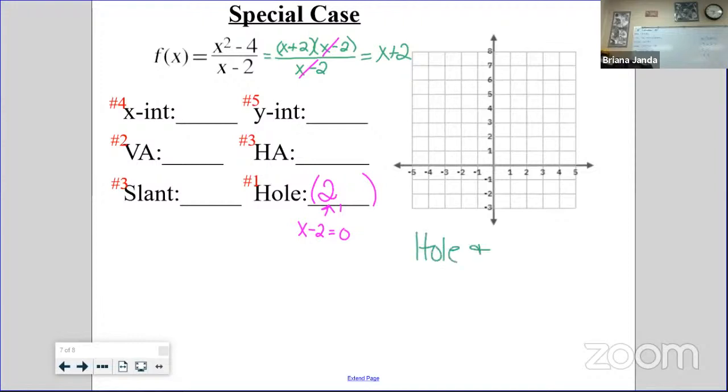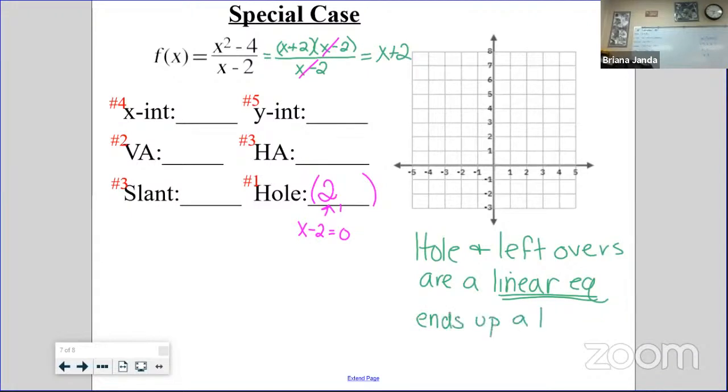This is why it's a special case, because there's a hole and the leftovers are a linear equation. So just a line, no fraction left. What it ends up being is just a line with a hole in it. That's all it is. Okay? So this ends up being a line with a hole. Although it looks like the rational expression to begin with, it is not going to look like any of the rational graphs. It is just a line with a hole in it.